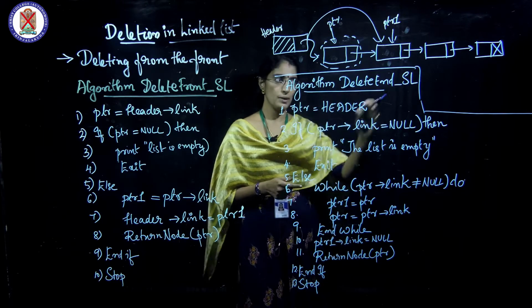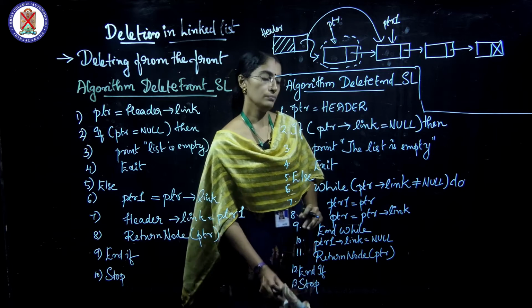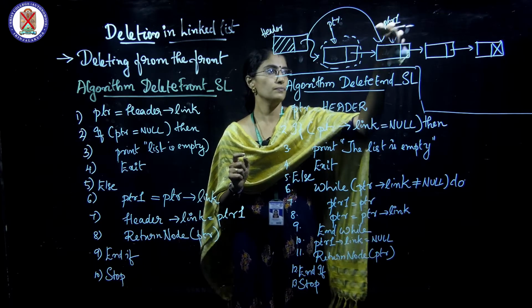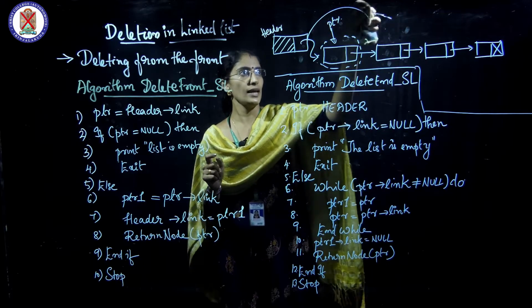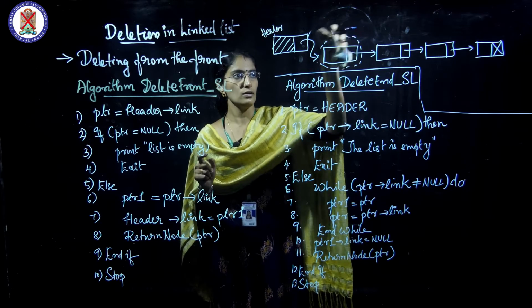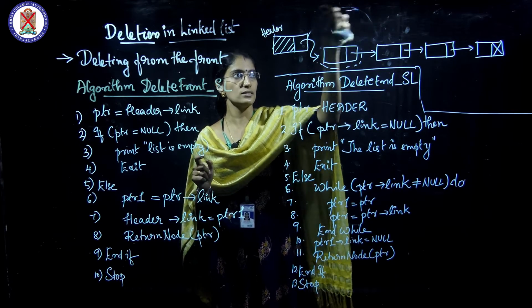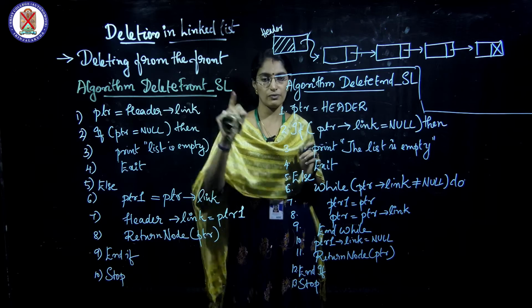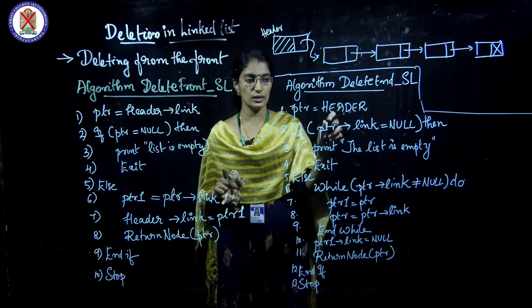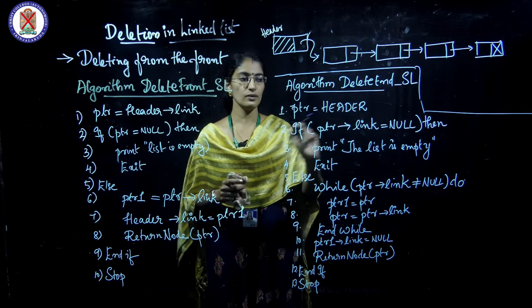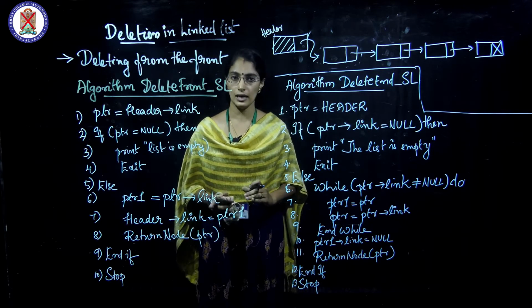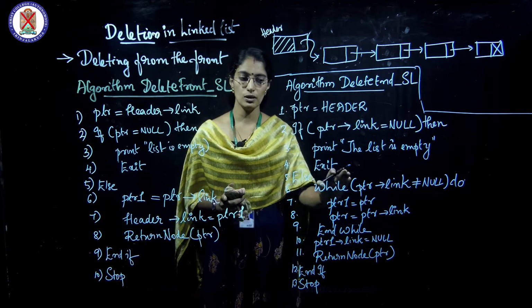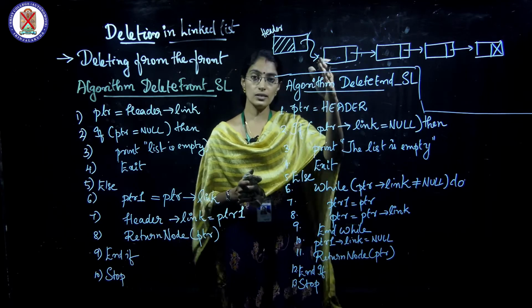With the same figure, I'll be explaining deletion at the end. Deletion at the end means you have to traverse all the way to the end of the existing linked list. As we have seen in the algorithm of deletion from the front, we always have to check whether the linked list is empty or not. So for that, we just check whether the link part of the header node is empty or null. If it has the value null, that means the linked list is empty and we have to exit from the program.